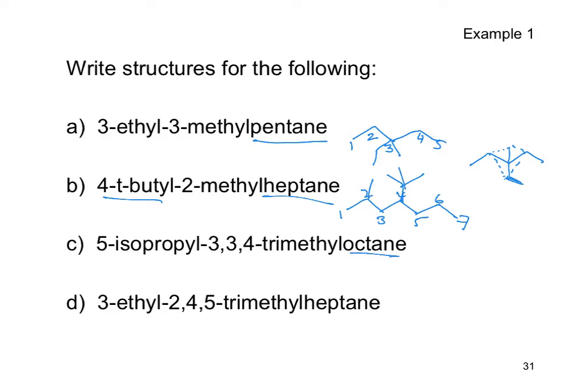Octane means C8. 1, 2, 3, 4, 5, 6, 7, and 8. The fifth position has an isopropyl. The third position and fourth position have methyl groups. So we are good to go here too. Heptane is again C7. 1, 2, 3, 4, 5, 6, and 7. The third position has an ethyl group. The second, fourth, and fifth positions have a methyl group.